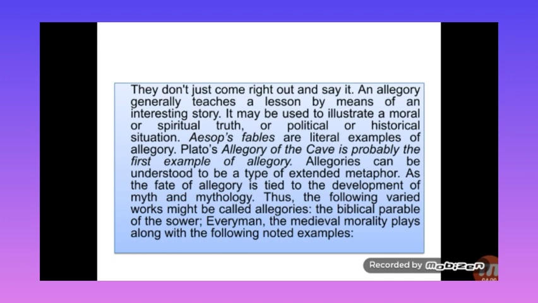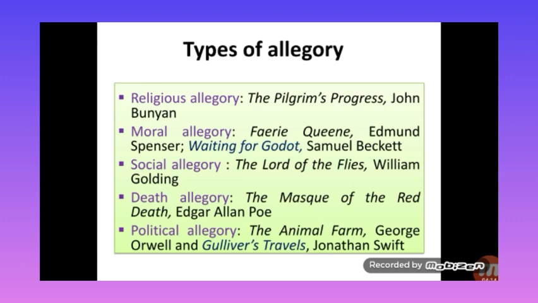Thus, the following varied works might be called allegories: the biblical parable of the sower, Everyman, the medieval morality plays, along with the following noted examples. These examples include The Pilgrim's Progress by John Bunyan as a religious allegory, Faerie Queene and Waiting for Godot by Sir Edmund Spenser and Samuel Beckett. They are categorized under moral allegory.